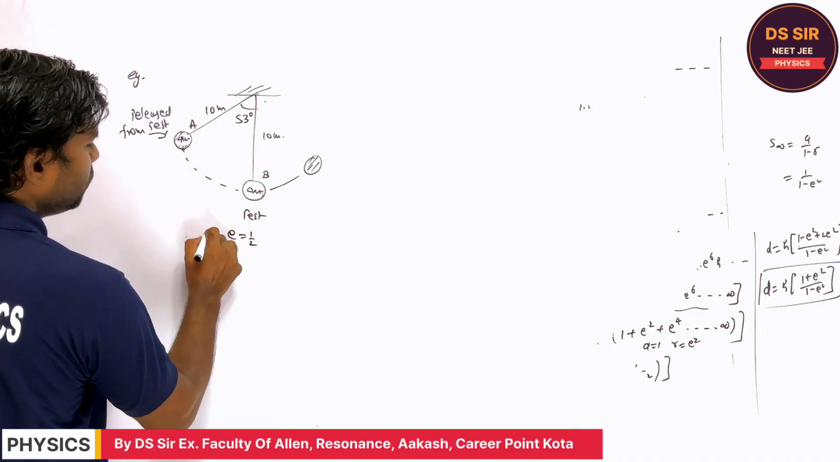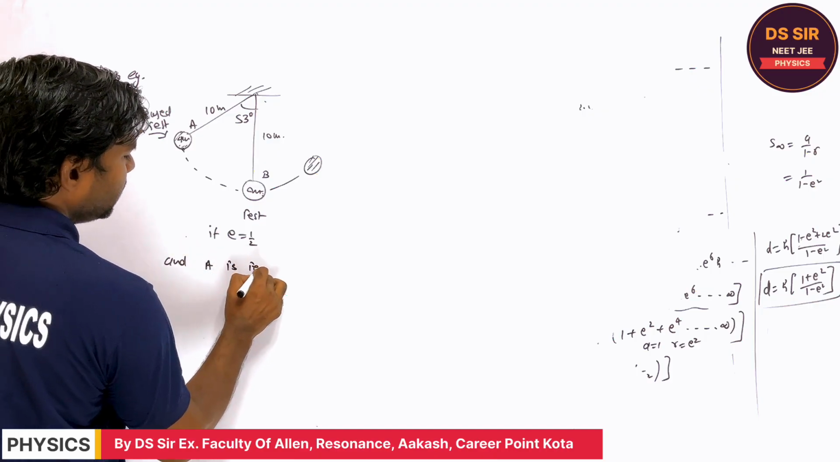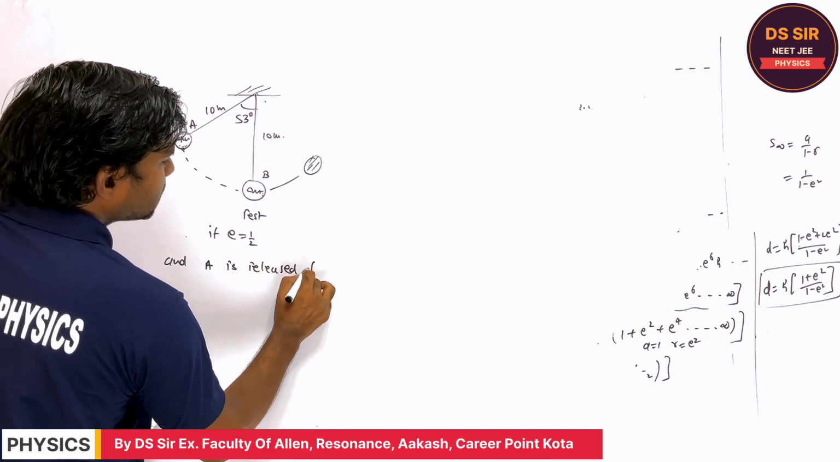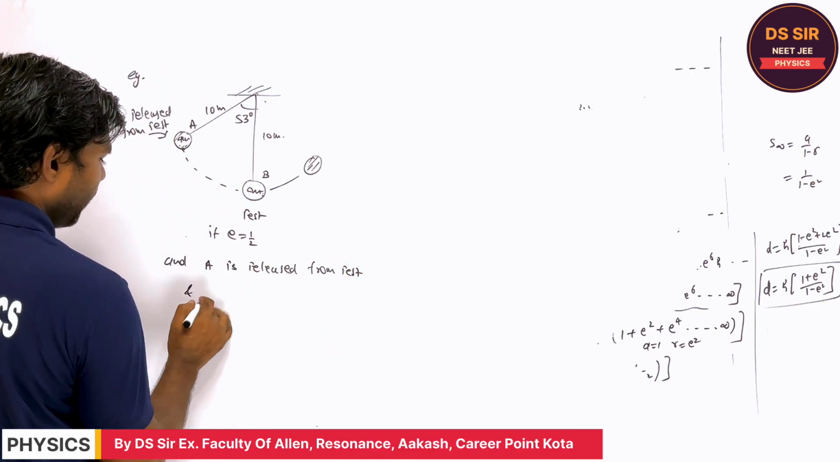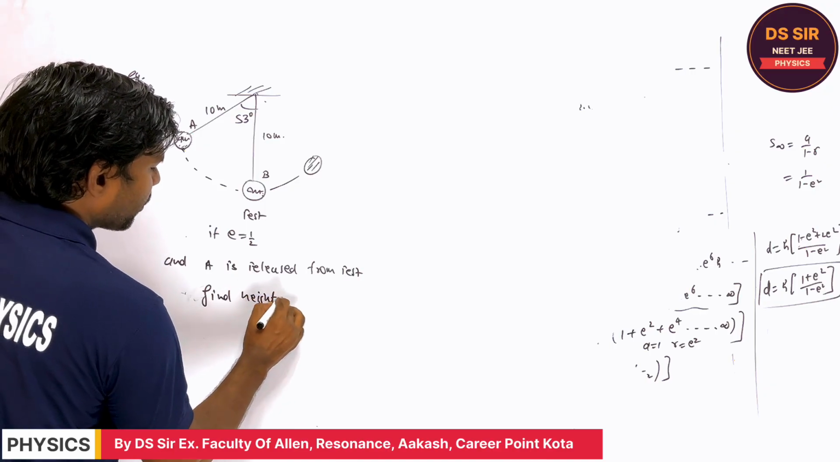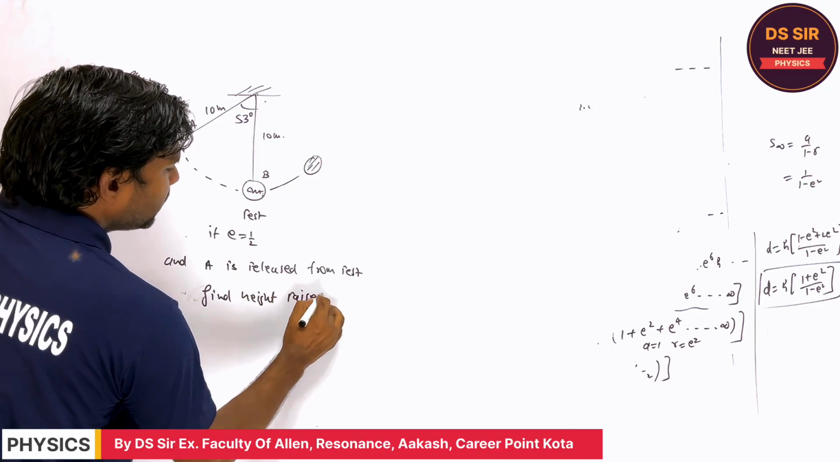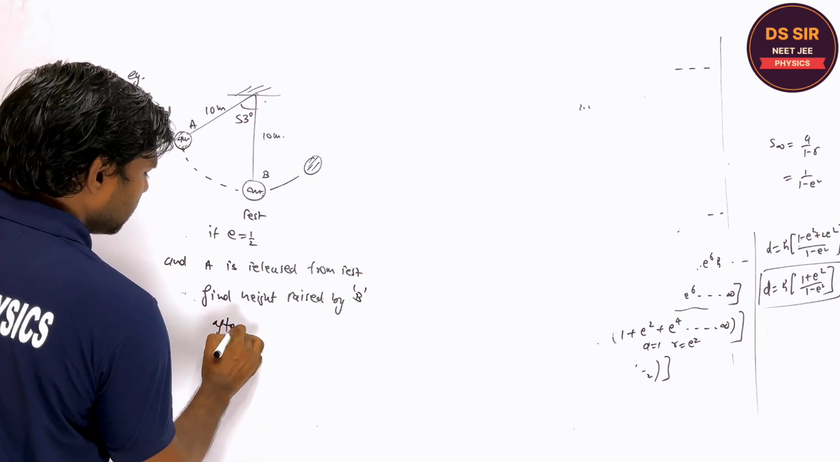E is equal to 1 by 2 and A is released from rest. Find the height raised by ball B after collision.